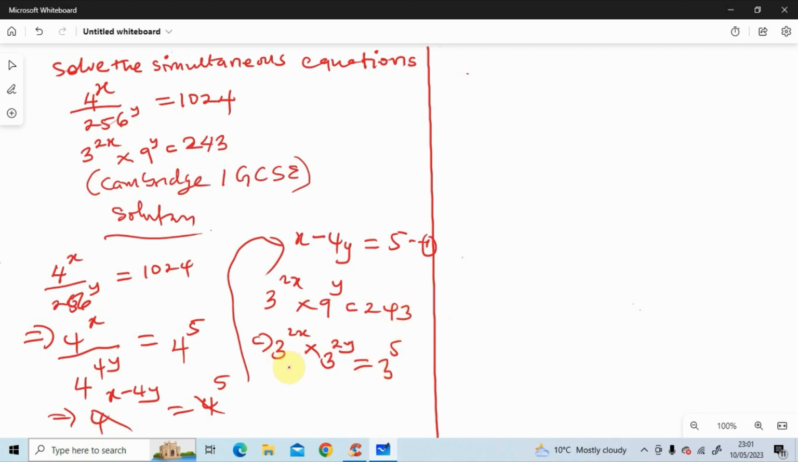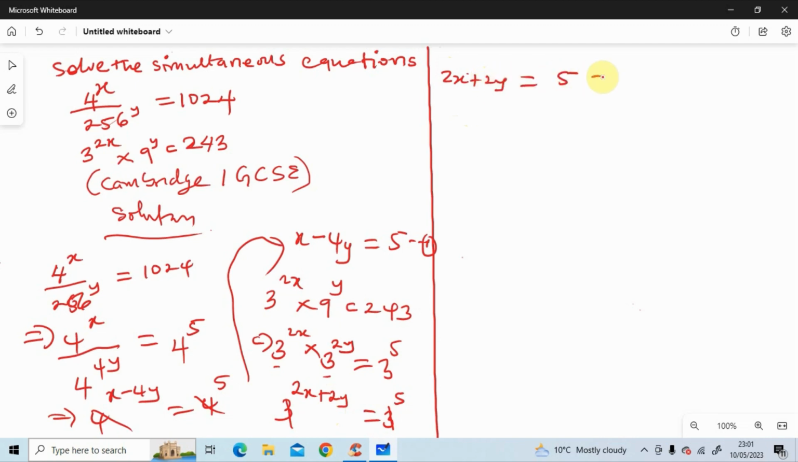Because 3 multiplied by itself 5 times is 243. So what I need to do, this is multiplication. I'm going to apply the multiplication law of indices, because 3 is here as the base and 3 is here as the base of this exponential function. So I'm going to pick 3, which is common. Then because of this multiplication, I'll add the exponents. That is the law. So this is 3 exponent 2x plus 2y is equal to 3 exponent 5. Now 3 will cancel out 3 because of this equal sign. I'll pick the exponents. So now equation 2 becomes 2x plus 2y is equal to 5.